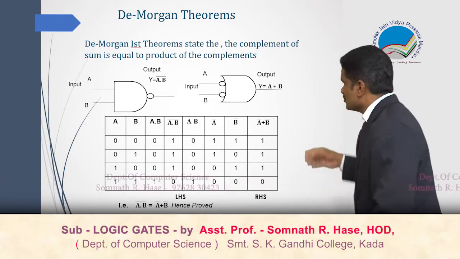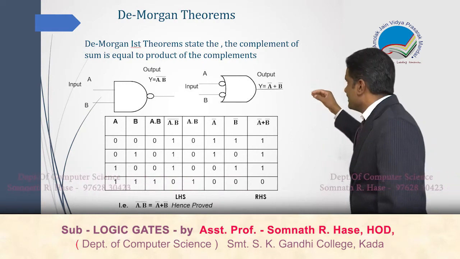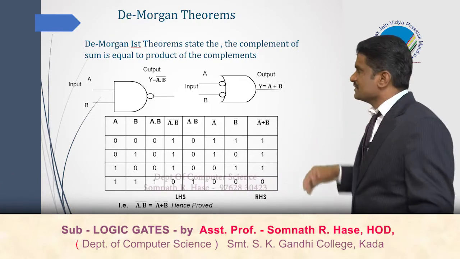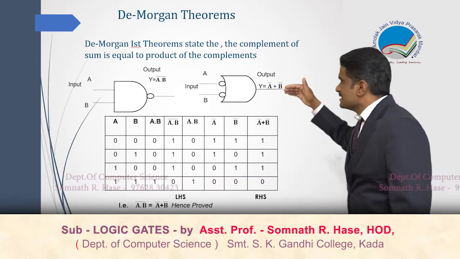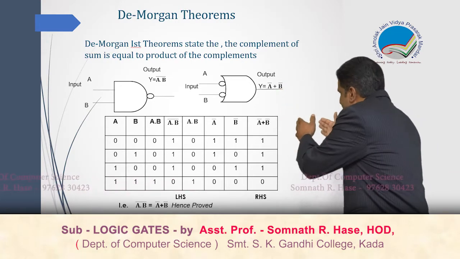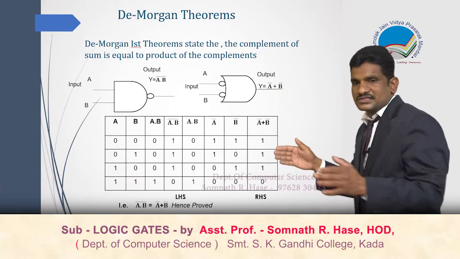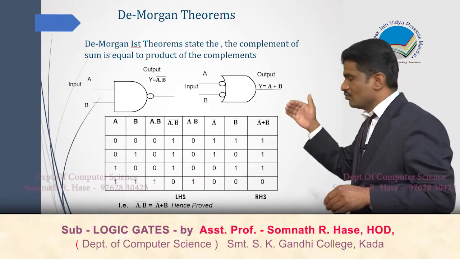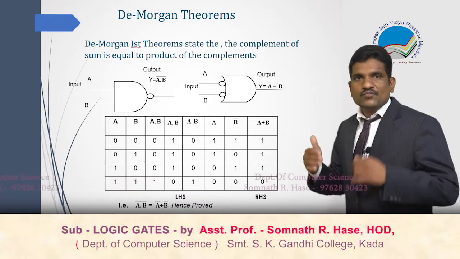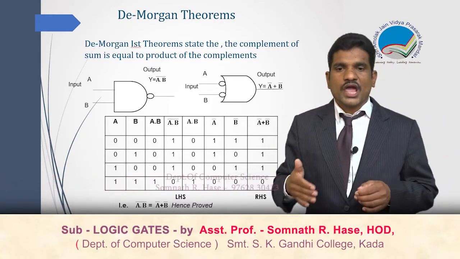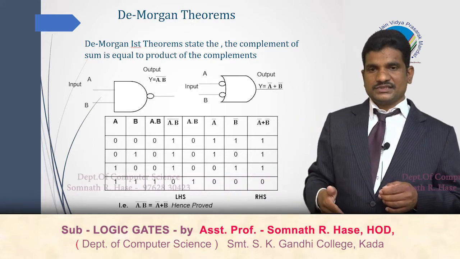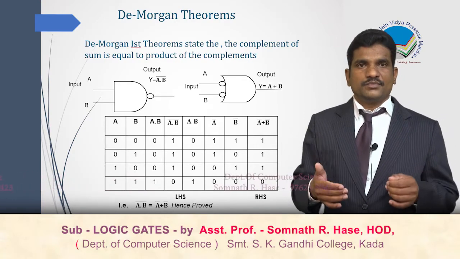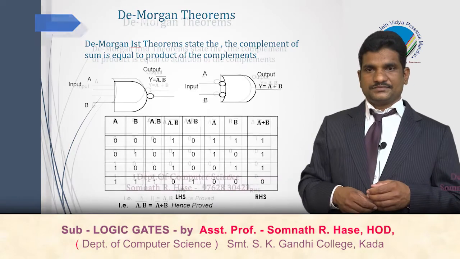In these slides we can see the column A NAND B, that is 1 1 1 0, and the last column, A not plus B not, is also 1 1 1 0. So we can see that LHS and RHS are both equal, and hence we have proved De Morgan's first theorem, that the complement of a sum is equal to the product of the complements. This is the most important theorem.